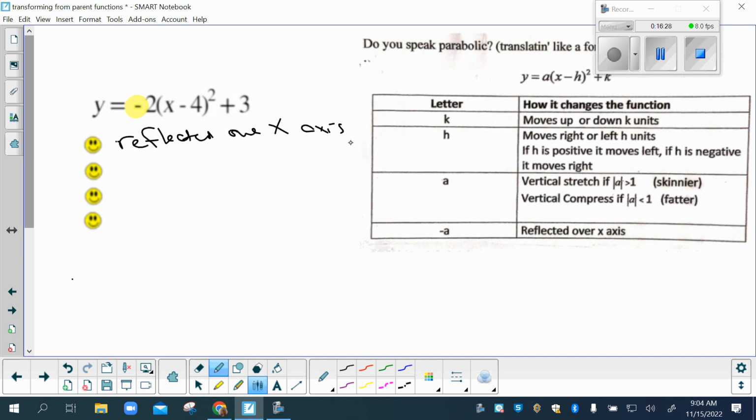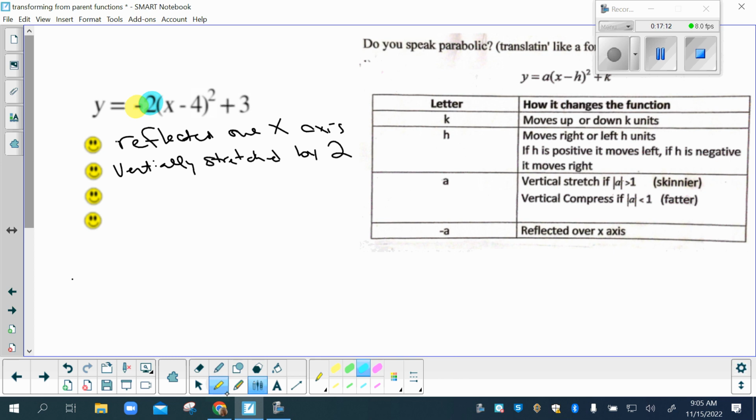Now we're going to move to the next guy, which is the 2. His job is to tell me what? Vertical stretch, skinny or fat. And this guy is a number bigger than 1, so he's stretching. We're vertically stretching it. We're going to say he's being vertically stretched by 2. Some teachers say by a factor of 2. I'm not worried about that. Just by 2. We're getting down there.